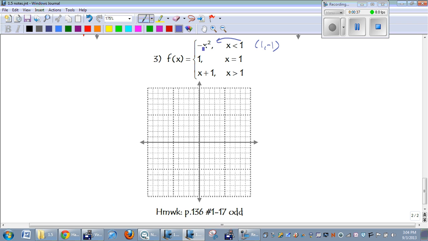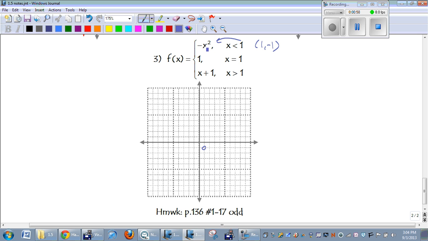We're not taking negative 1 squared, we're taking the opposite of 1 squared. So we do the 1 squared first, and then this comes at the end. Order of operations, do exponents before subtraction. And that's kind of like a subtraction sign there. So 1, negative 1, we have an open dot. And to the left of that, we're going to graph this parabola.